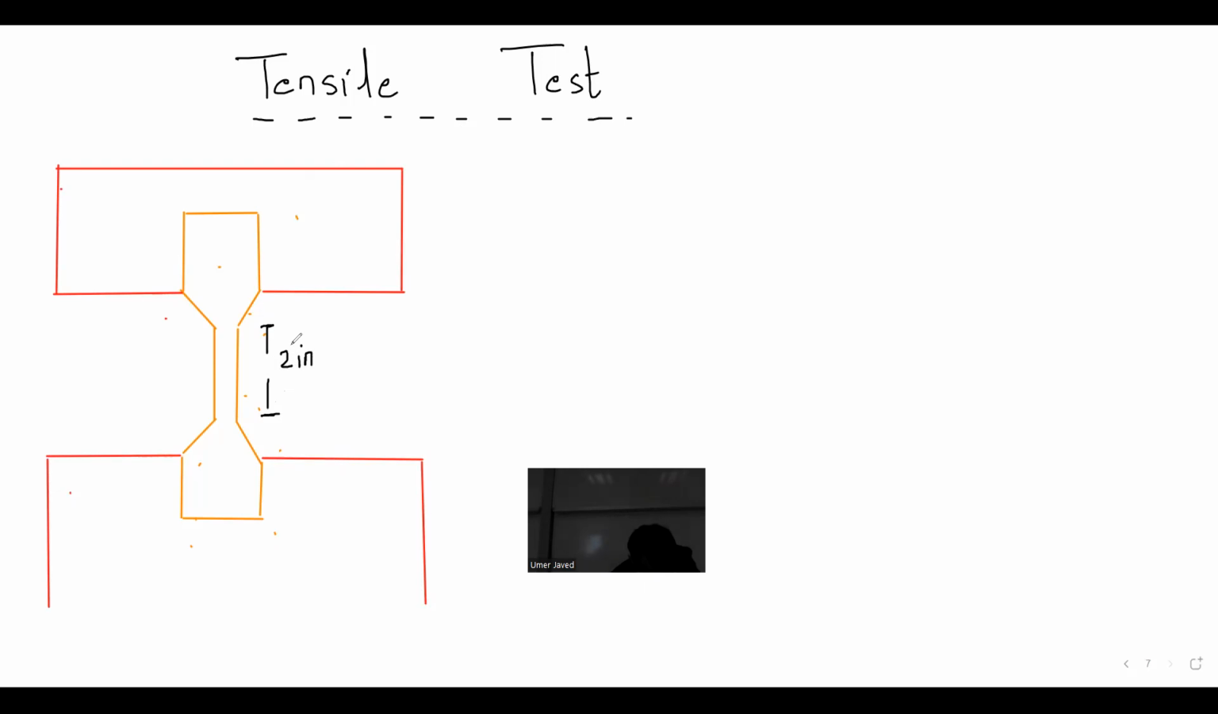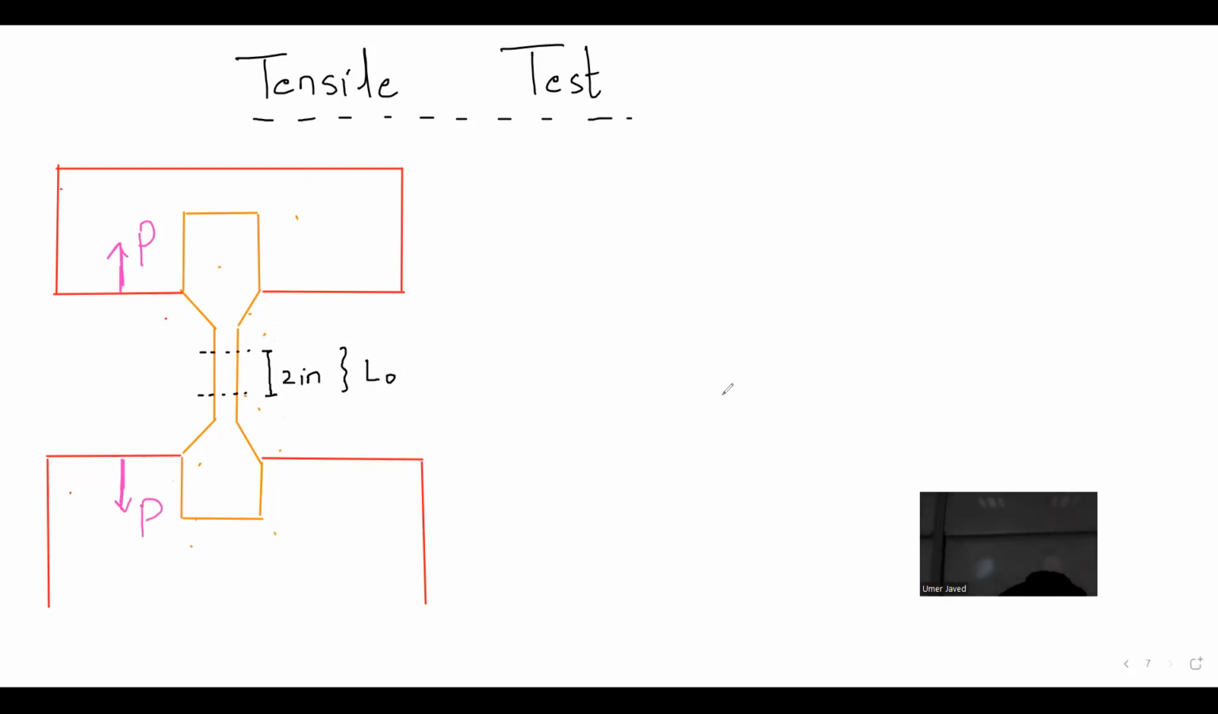What you do is you actually mark it initially. I put a marking here and a marking here, and this is my marked length of 2 inches. This is my L naught, if you want to call it. Now you are pulling it in a lab setting with load P. Let me just make a quick diagram for a low carbon steel. Let's say this is made from a low carbon steel.